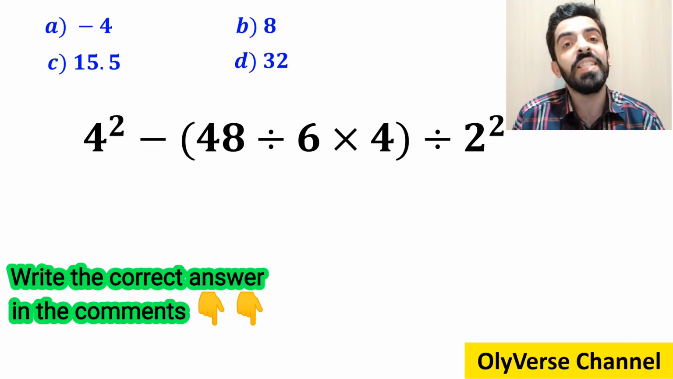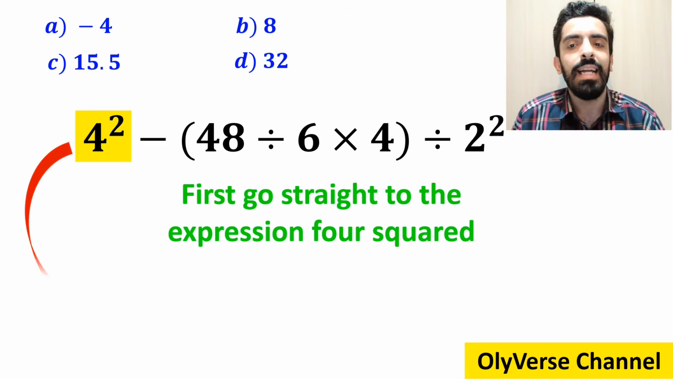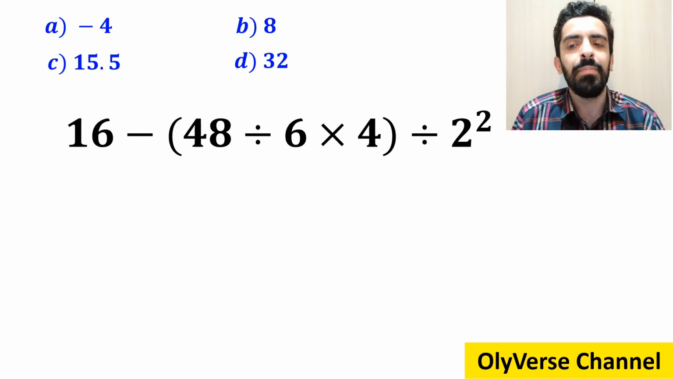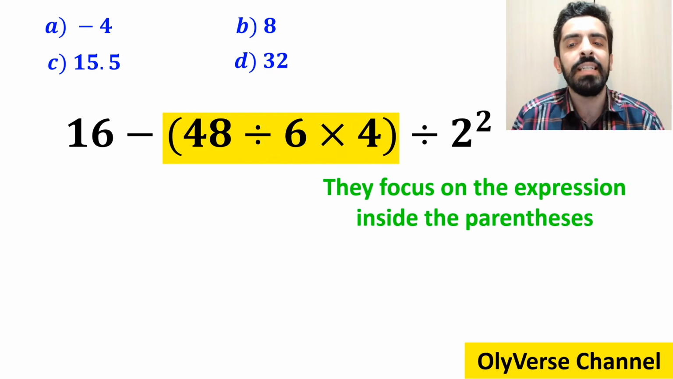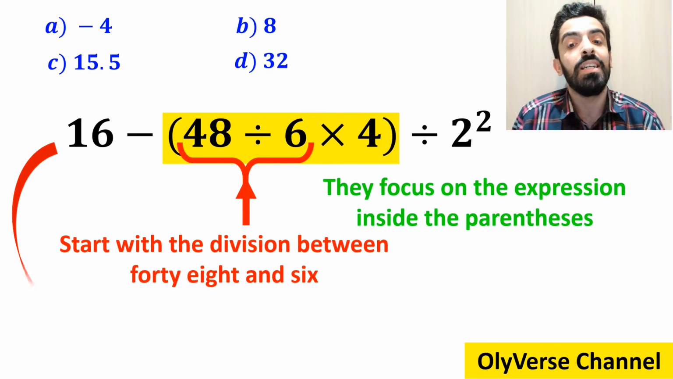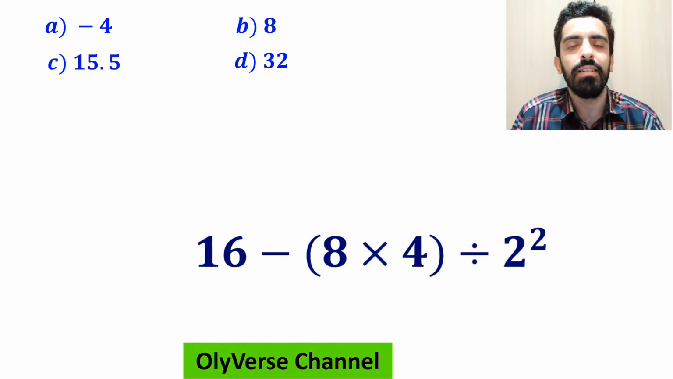Also, some other people when solving this question first go straight to the expression 4 squared and simplify it to 16 minus 48 divided by 6 times 4 inside the parentheses, then divided by 2 squared. In the next step, they focus on the expression inside the parentheses and start with the division between 48 and 6. So, they simplify this expression to 16 minus 8 times 4 inside the parentheses, then divided by 2 squared.